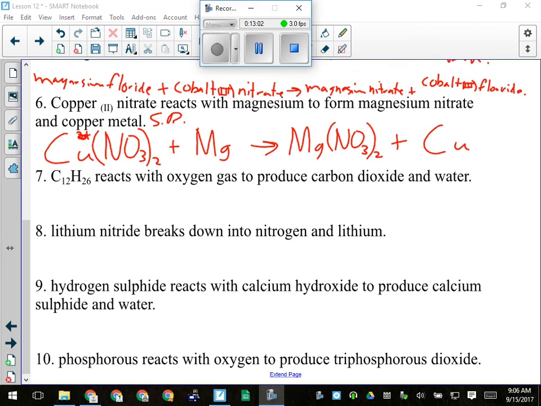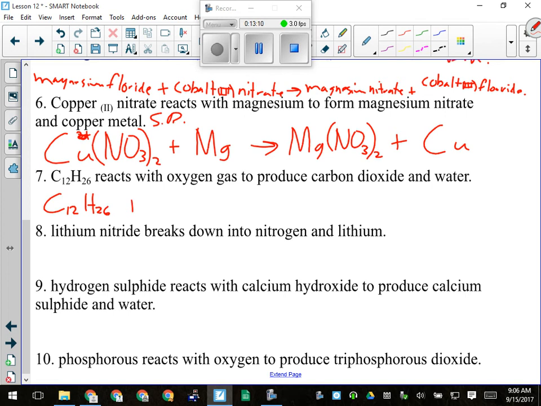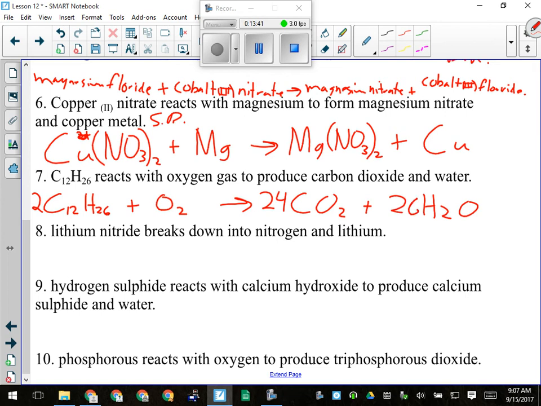Okay, so on number 7, I've got C12H26 is going to react with oxygen, and that's going to produce carbon dioxide. And I better leave myself room because those are going to be big numbers. What kind of reaction is that? Combustion reaction. Okay. So I've got to balance alphabetically, and I have an even number. Okay, so I've got to start like that. So 2 times 12 is 24. So now I've got 24 carbons. 2 times 26 is 52.